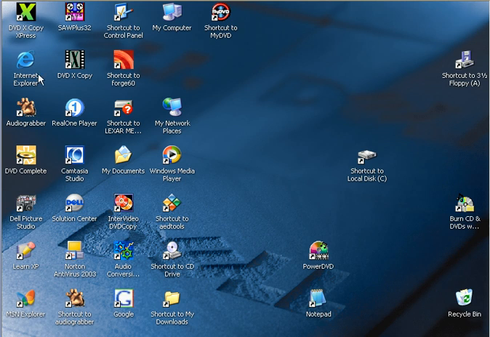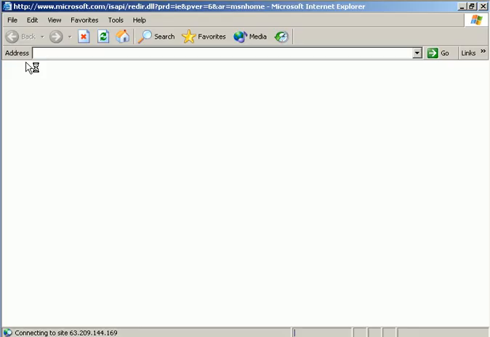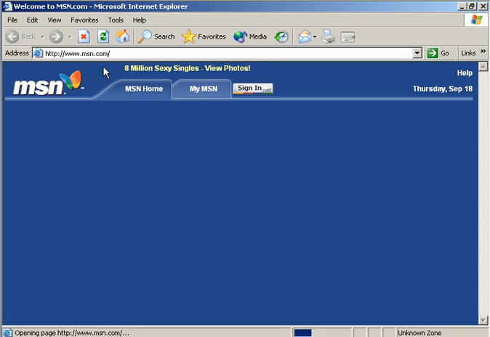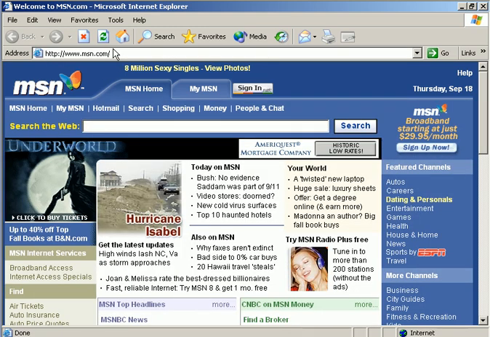First thing I would do is click on the Internet Explorer link, and from here I go to the Network of 2000 main website. So I'm going to type in www.networkof2000.com.